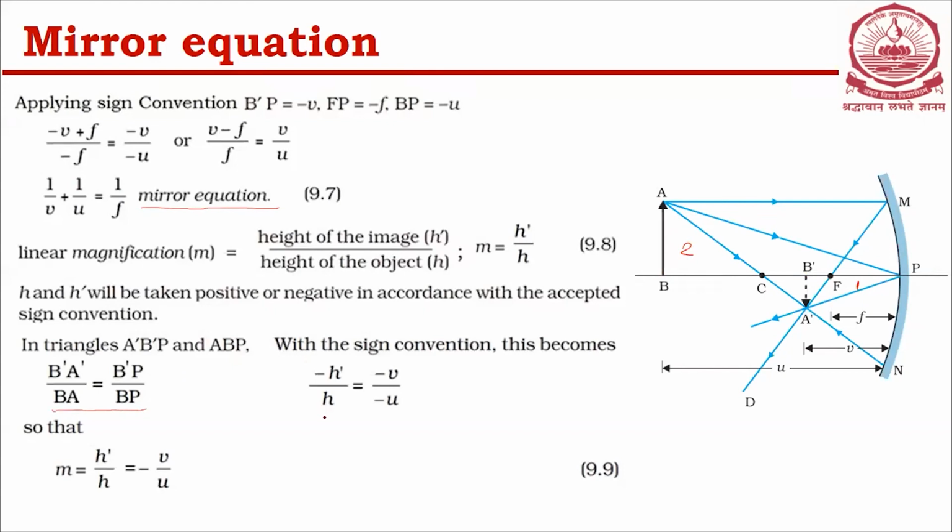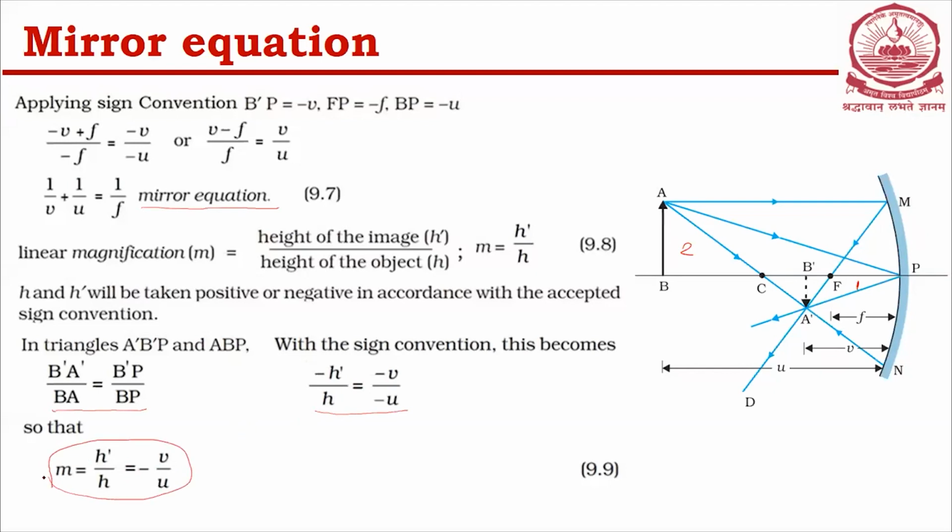So what we can do with the sign convention is, you can write like this. M should be equal to the height of the image divided by the height of the object. So this comes according to the sign convention. You can see h dash by h is equal to minus v by u. So this is your magnification, and this is called linear magnification.